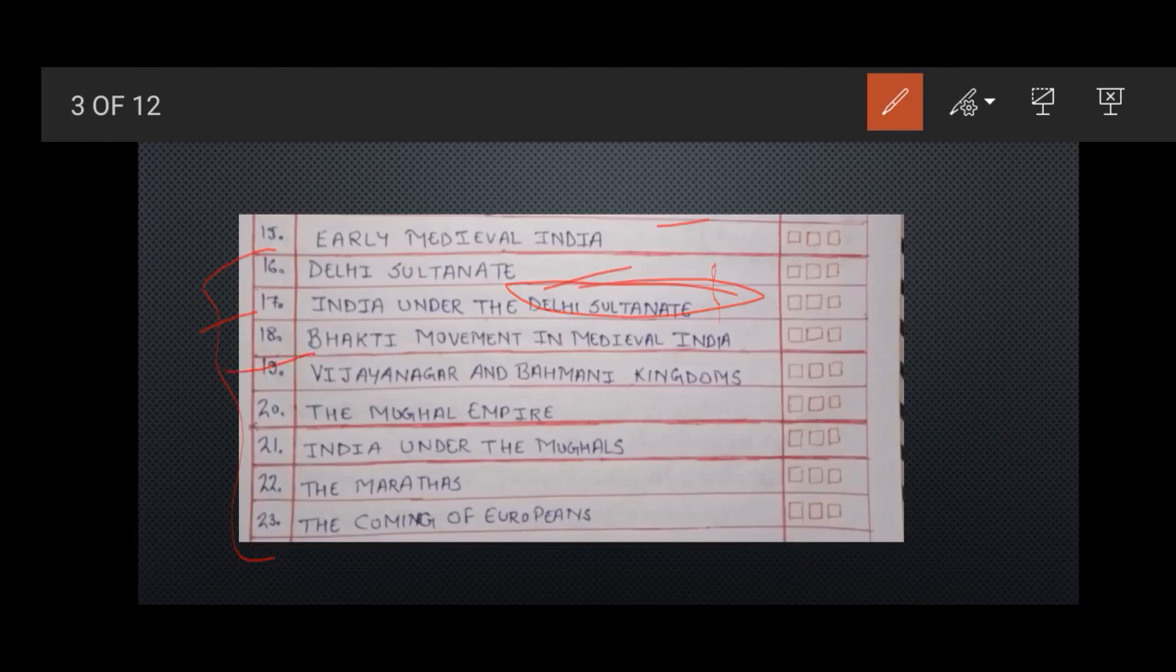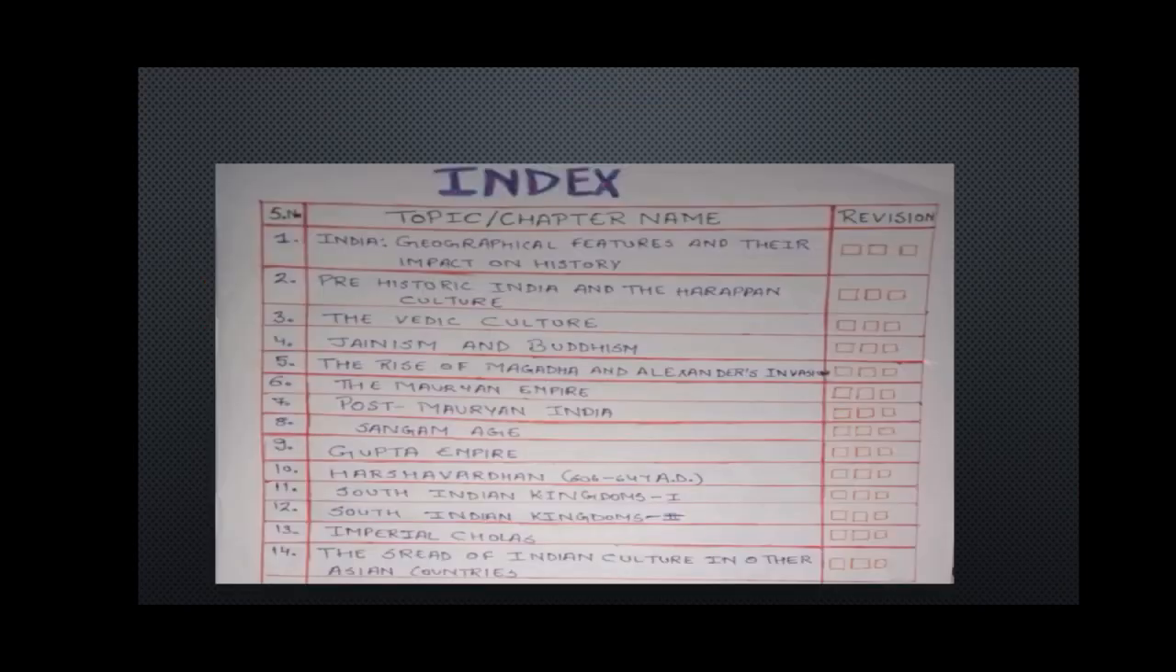Now, chapter 18 is about the Bhakti movement in medieval India, and chapter 19 is about the Vijayanagar and Bahmani kingdoms, and the 20th chapter is about the Mughal Empire, whereas the 21st chapter is about India under the Mughals and what the contributions of the Mughals were to Indian art and culture and what their roles were in society as well as in art and culture. This chapter deals with the same. Now, the 22nd chapter is about the Marathas, whereas the last chapter, the 23rd chapter, is about the coming of the Europeans.